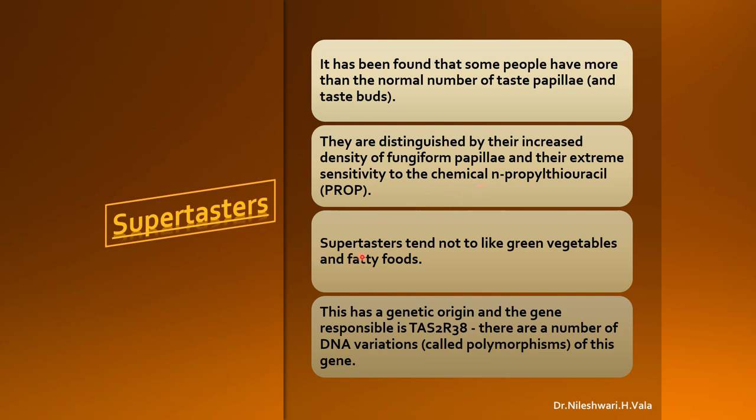Supertasters tend not to like green vegetables and fatty foods, and this has a genetic origin, and the gene responsible is TAS2R38. There are a number of DNA variations, called polymorphisms, of this gene.